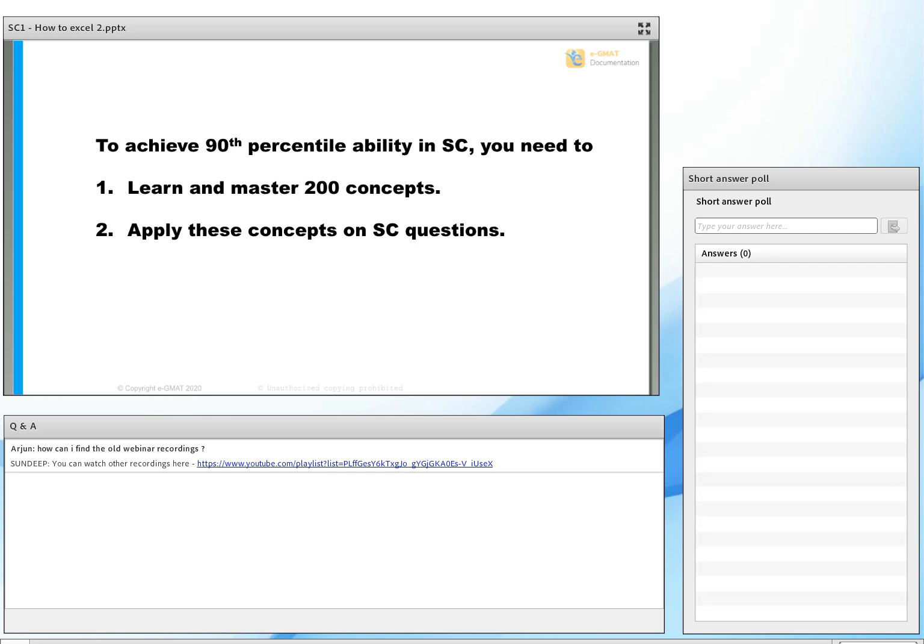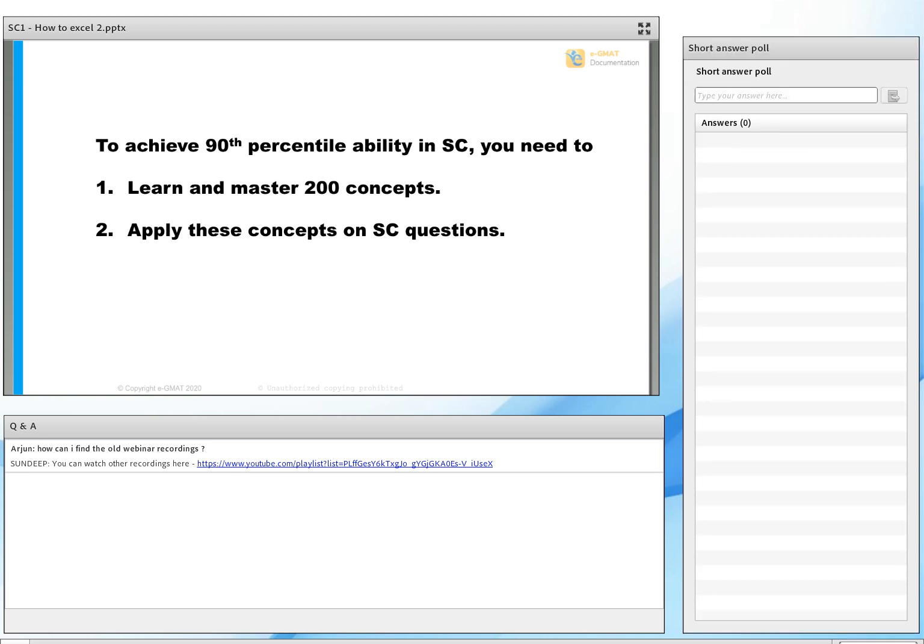Am I correct? Just some feedback. That's how you guys really say, I'm going to study all the concepts, spend 5, 6 days studying all the concepts, and I'm going to do a bunch of practice, and then as I do practice, I make mistakes, and I'm going to do well on SC. Eventually, I'll get to that 90th percentile or so.